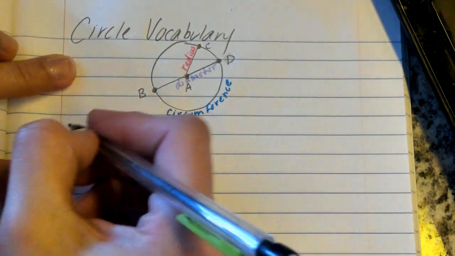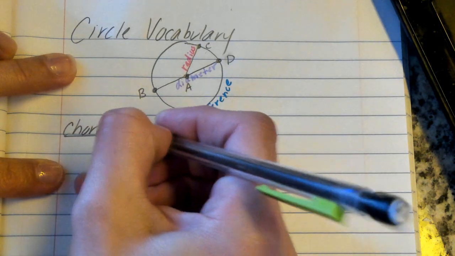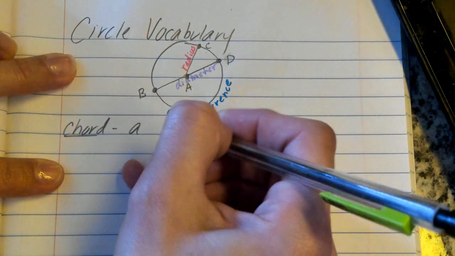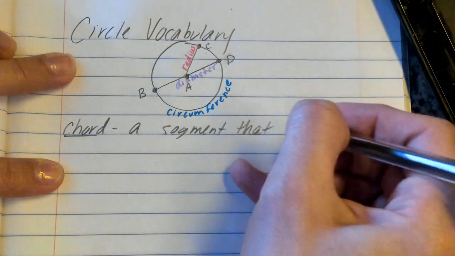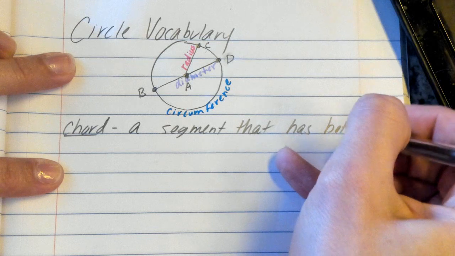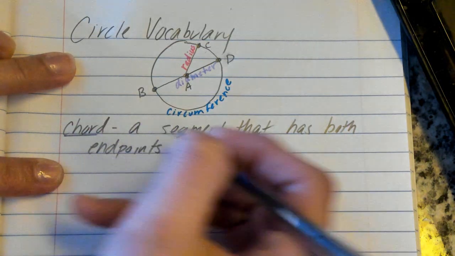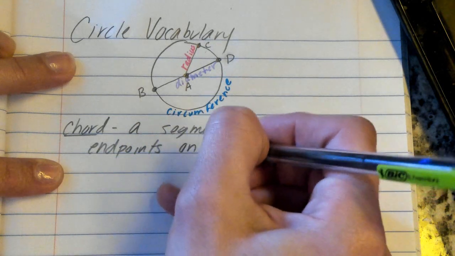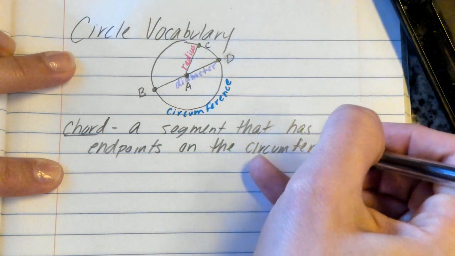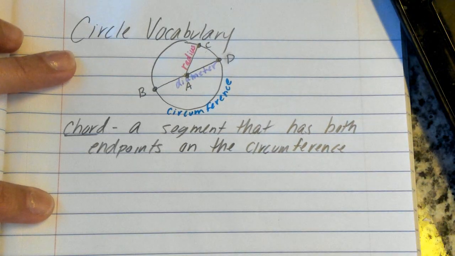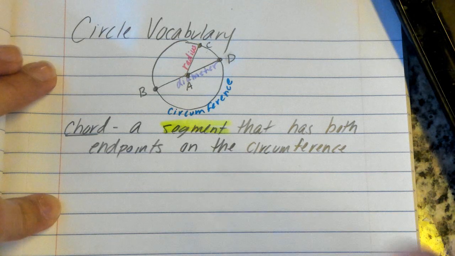First word that we are going to define is chord. Your chord is a segment that has both endpoints on the circumference. I want you guys to make sure that you highlight the word segment. Very, very important. We know that this is a segment.